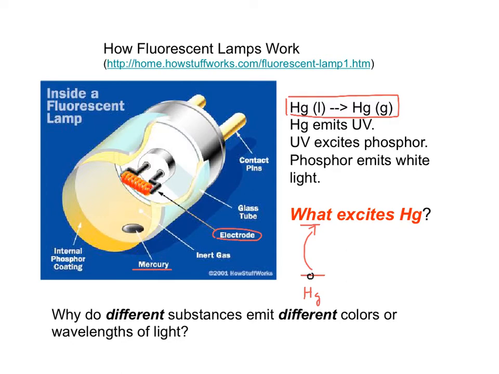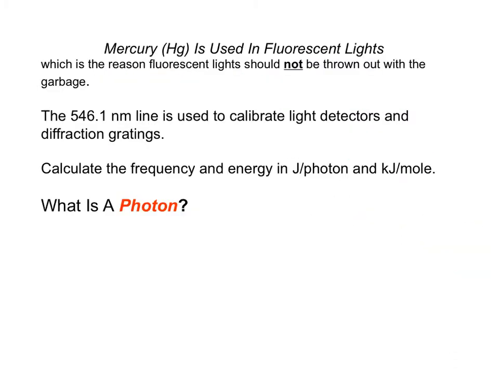Electrons in the mercury higher energy electron states undergo a transition down to a lower energy state and release UV light. That UV light is absorbed by the phosphor coating. Electrons in the excited state phosphor undergo transition to a lower energy state to produce white light. Now, when your fluorescent light burns out, don't throw it away in your trash. The mercury in those lights is very toxic.